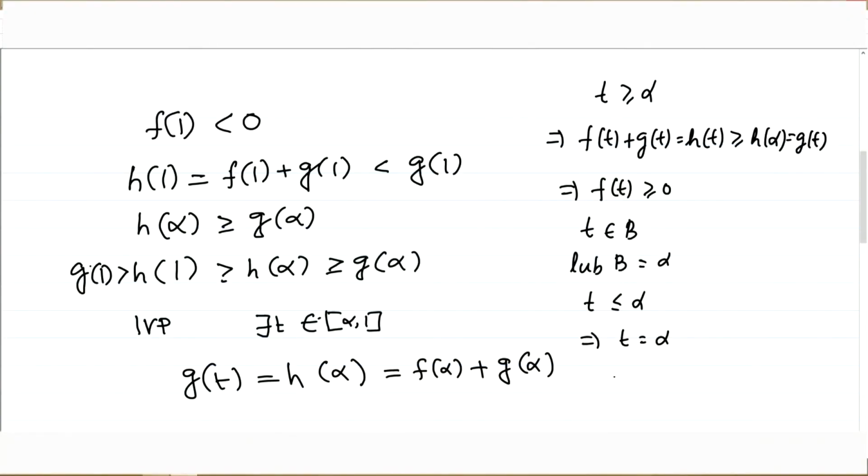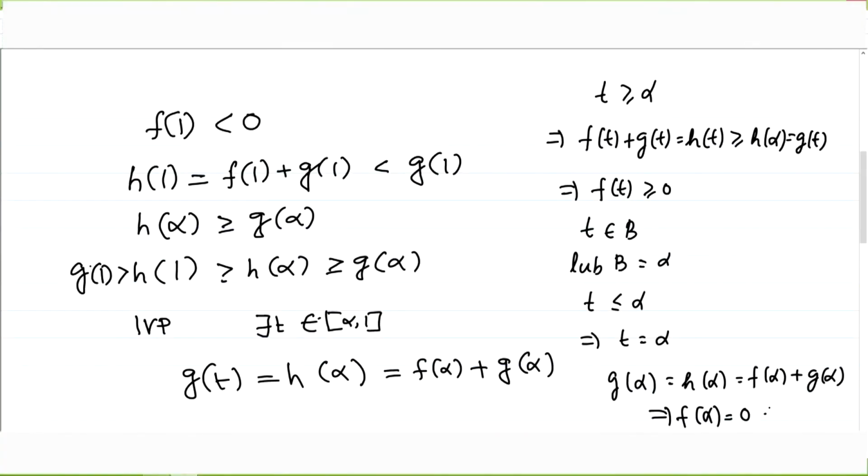So from this statement we can see that g of alpha is equal to h of alpha, which is equal to f of alpha plus g of alpha. So this says that f of alpha is equal to 0. Your guess was correct. Earlier we proved that f of alpha is greater than or equal to 0. But the fact that f of 1 is less than 0 and the property of h that it is a non-decreasing function leads to f of alpha equal to 0. Clear?